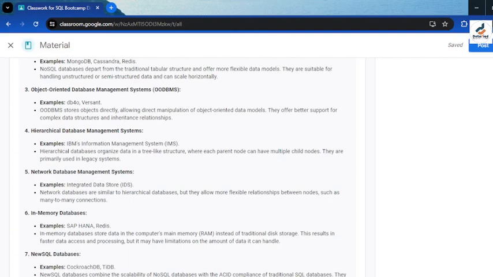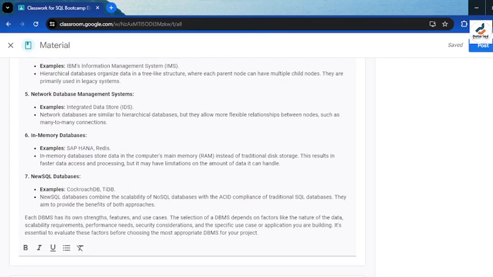We move on to the fourth, hierarchical database management systems. These organize data in a tree-like structure where each parent node can have multiple child nodes. Next we have network database management systems. These are similar to the hierarchical databases we just spoke about, but they allow more flexible relationships between nodes, such as many-to-many connections. Then we move on to the next, in-memory databases.